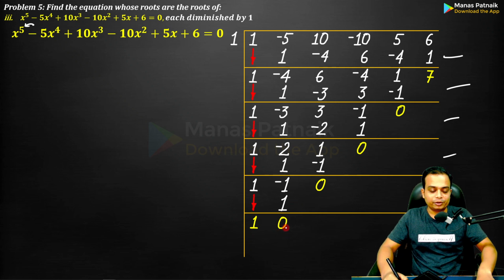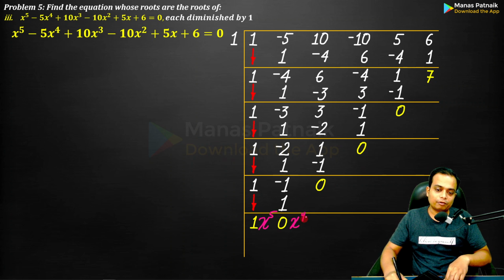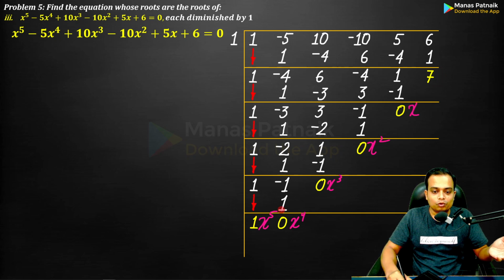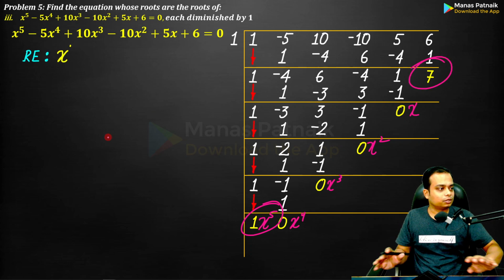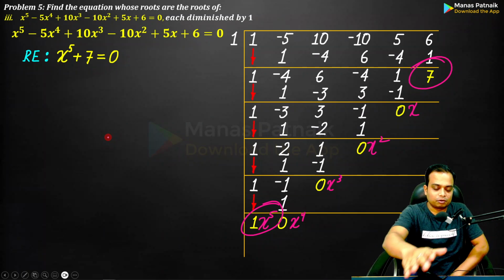So this is what you need to do. x power 5, x power 4, x cube, x square, x, and no x term, nothing. So what you're left with is x power 5 plus 7 is equal to 0. This is going to be our required equation. In 6 minutes and 16 seconds, we've solved it.